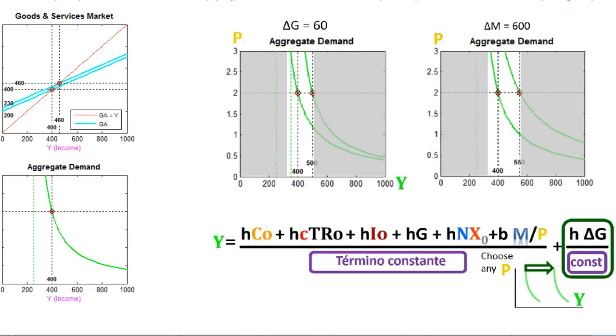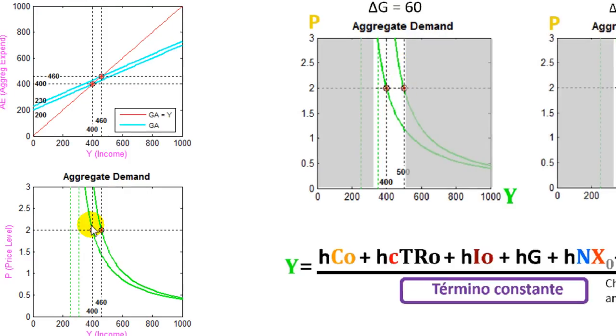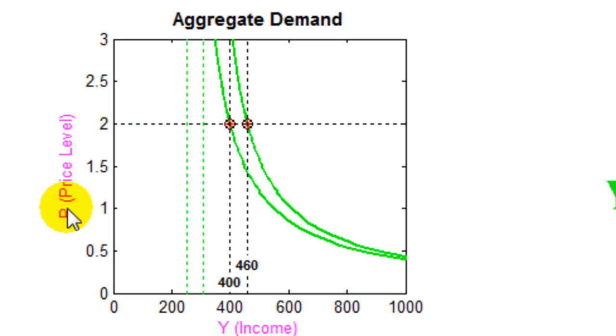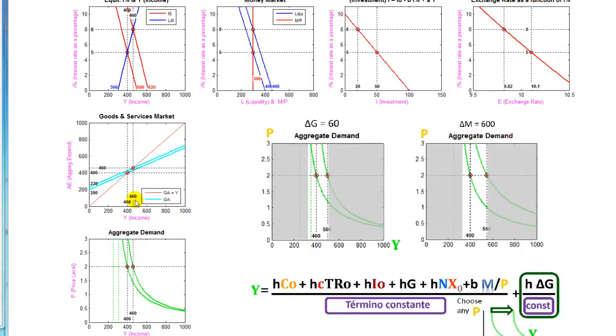So as we have seen before, in the case of increment of G, you have a perfect parallel shift, and this is what we get here. And assuming that price level is constant, then the equilibrium will pass from this point to this point, and the new income is going to be 460, which is the same 460 here, and it's the same 460 here.